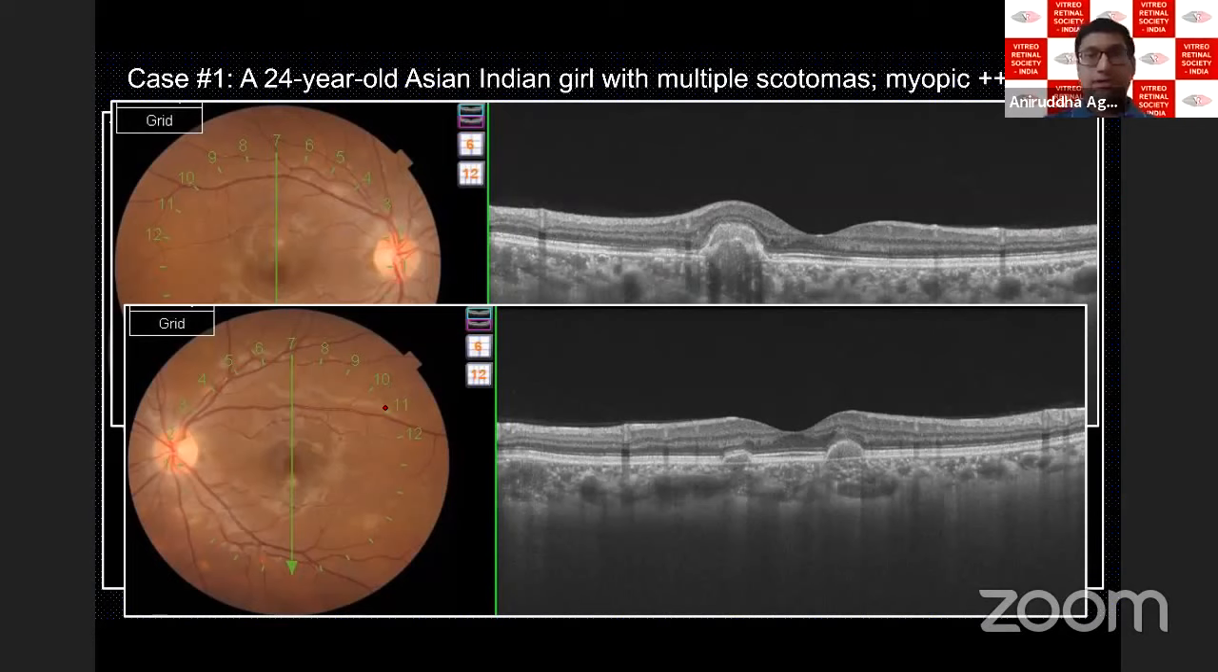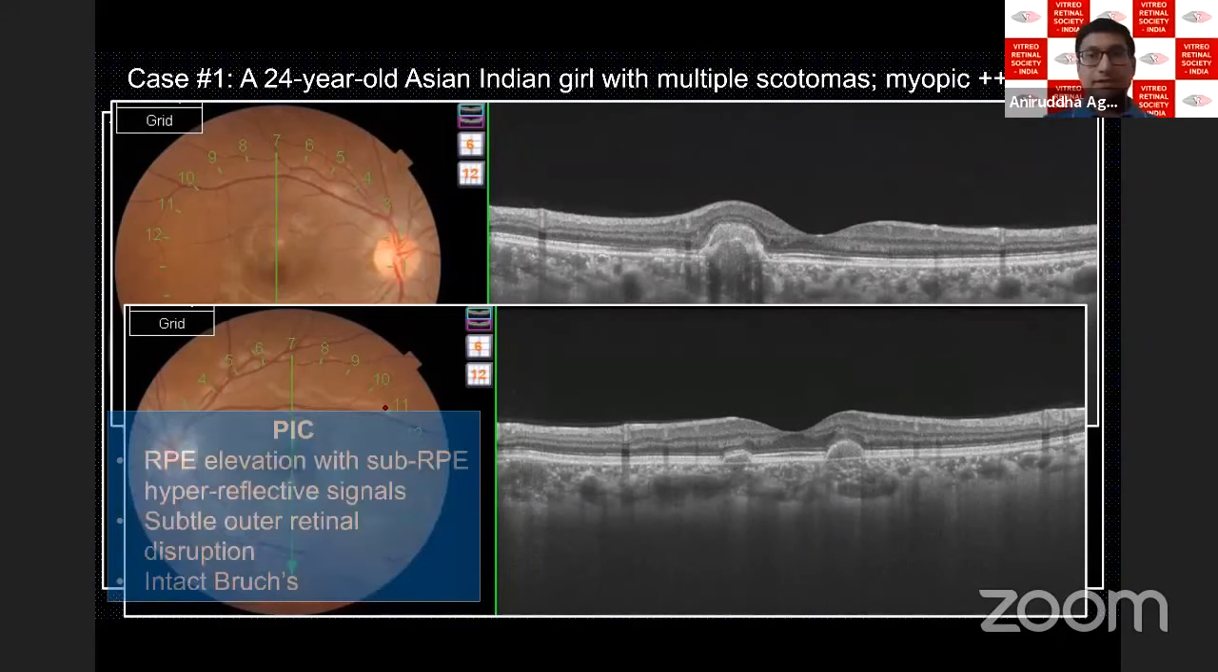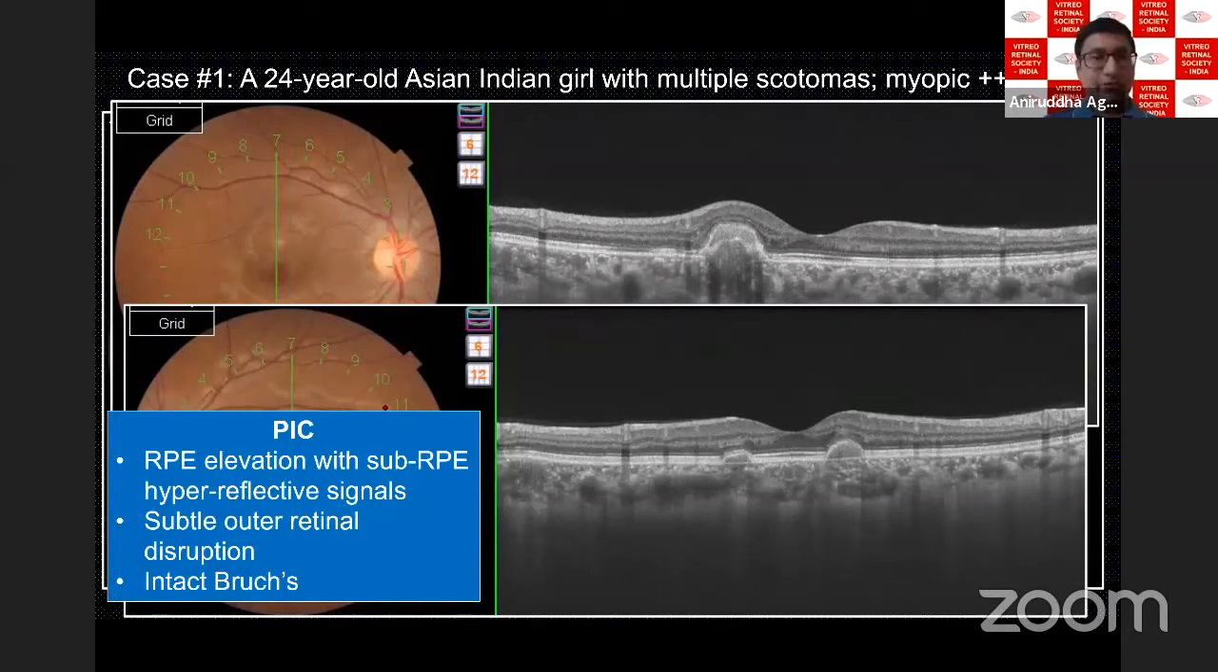So the diagnosis here is definitely punctate inner choroidopathy. There is an RPE elevation with sub-RPE hyperreflective signals. We're able to see the outer retinal disruption, which is very characteristic of PIC, and a punched out lesion that you are appreciating over here.